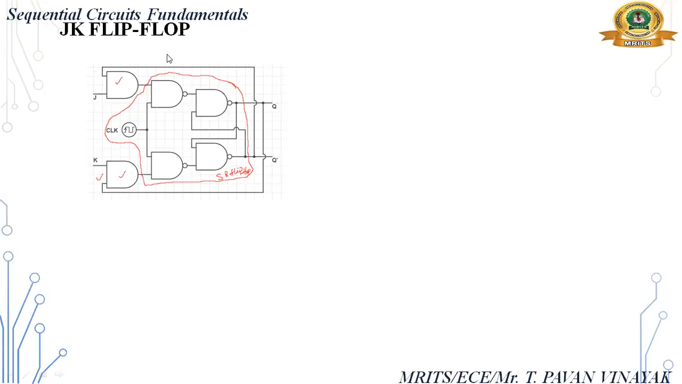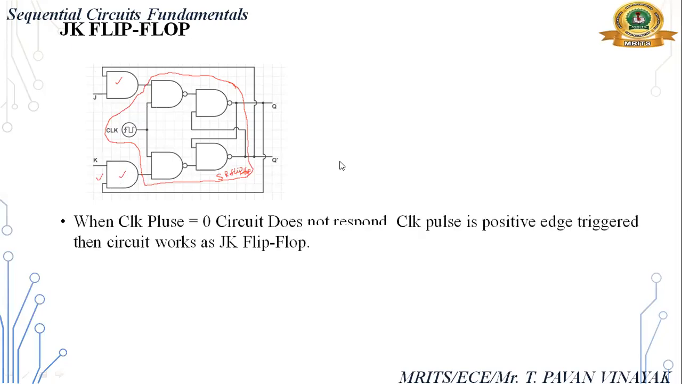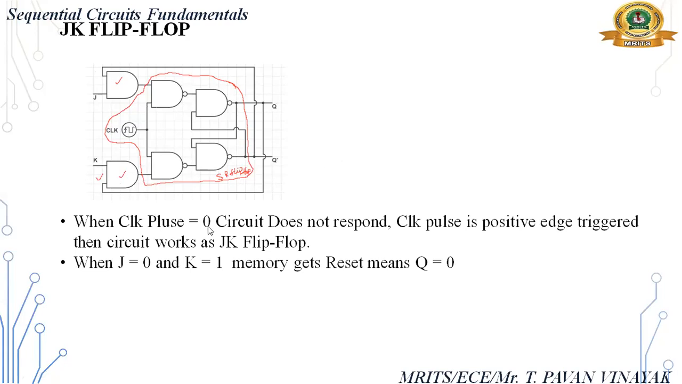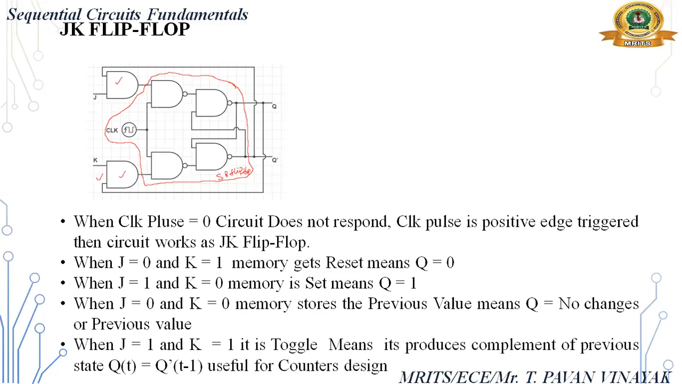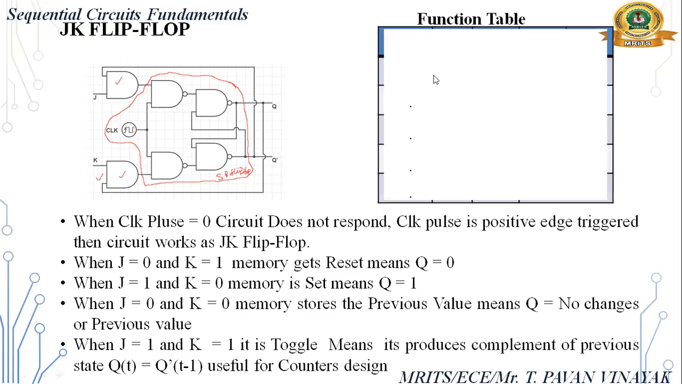Now I am preparing the function table. When clock pulse is 0, the circuit doesn't respond. When clock pulse is positive edge triggered, the circuit works as a JK flip-flop. When J is 0, K is 1, reset. J 1, K 0, set. When J is 0, K is 0, it is the previous value. When J is equal to 1, K is equal to 1, it is the toggle state, meaning the output is Q bar. So this is the function table.